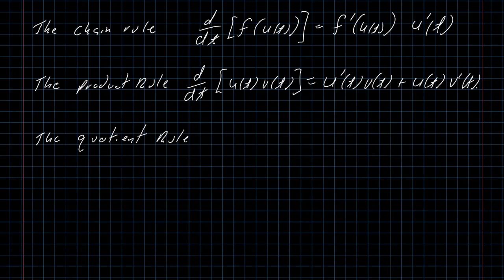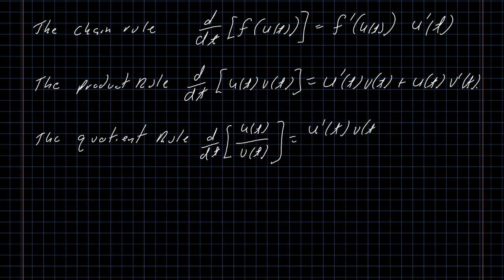And then we have the quotient rule for dealing with division. The derivative of u of t over v of t is similar to the product rule. Derivative of the first times the second. Instead of adding, we subtract the first times the derivative of the second. And then we're going to divide by that denominator squared.